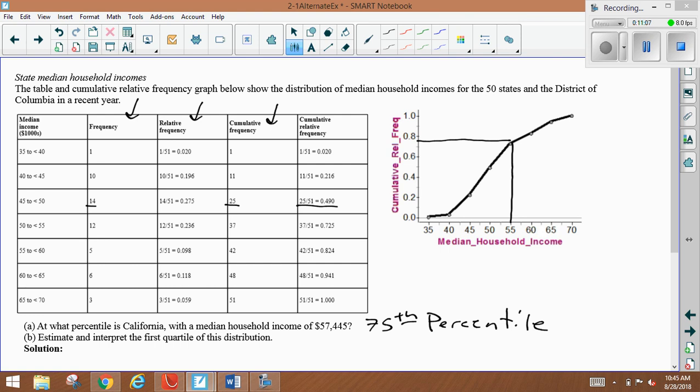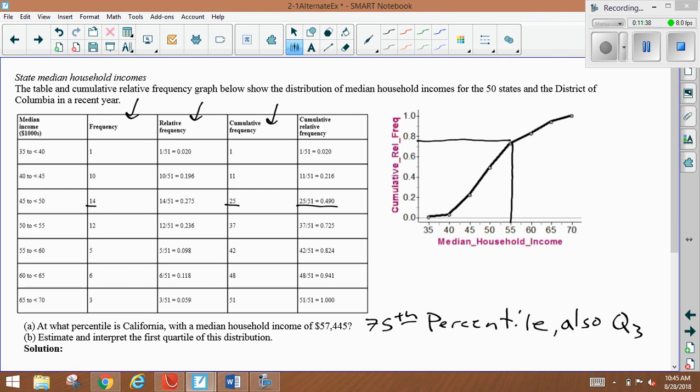In terms of a 5-number summary, which number is that? It's quartile 3, right? So you could say it's also Q3. Cool. So you could get a 5-number summary from a cumulative relative frequency graph.